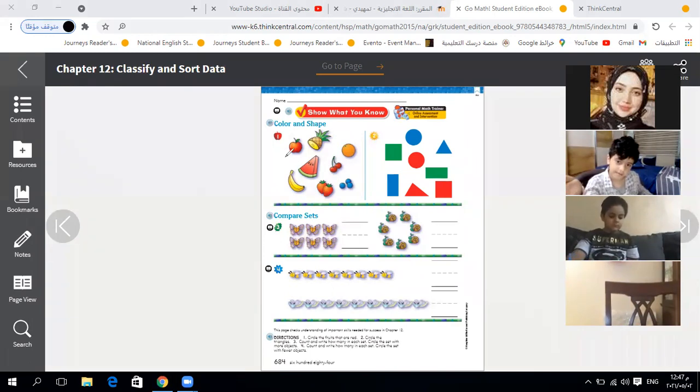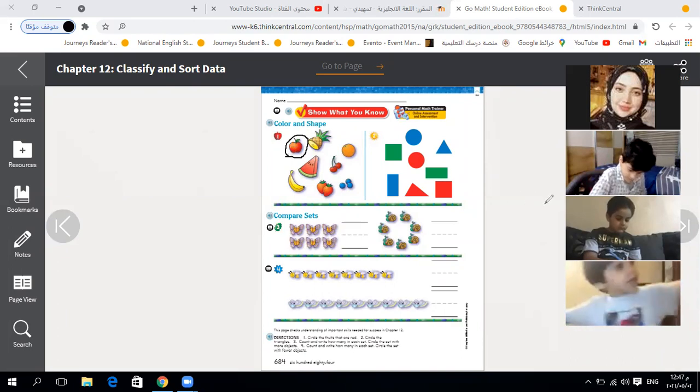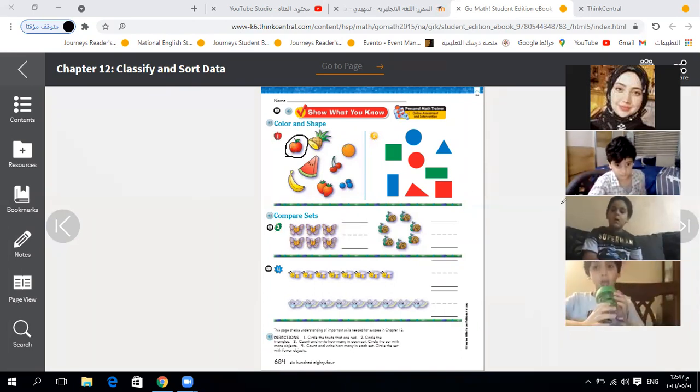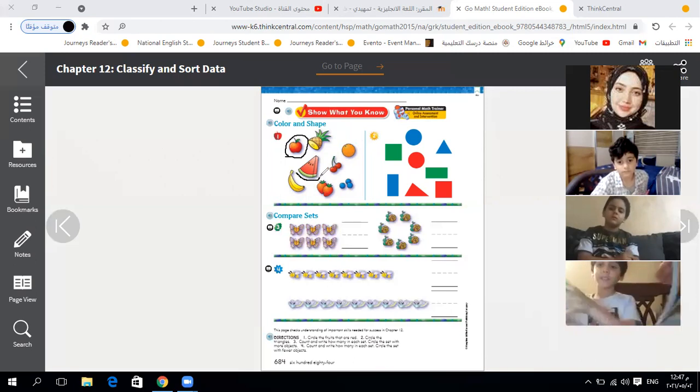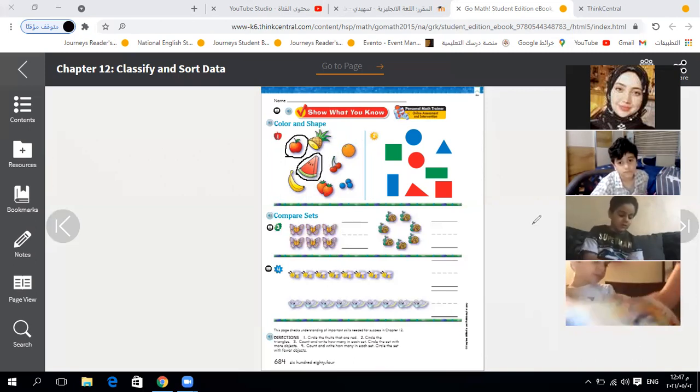Bravo. Yes, Faris, what else? Can you tell me what the fruit is? Watermelon. Watermelon. Excellent. Inside of it, it's red. Bravo. Yes, Yasin, can you tell me the fruits that are red?